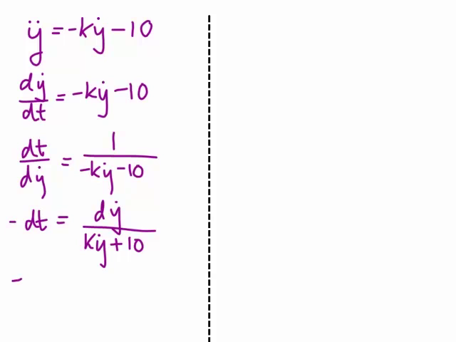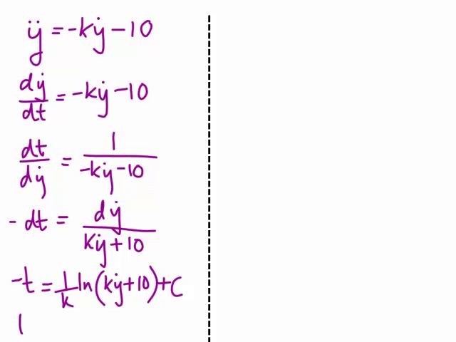If you like, minus t is equal to what? Put in the k, so it's 1 on k, ln of ky dot plus 10, plus a constant. Now the constant, obviously, when t is equal to 0, what do we know?